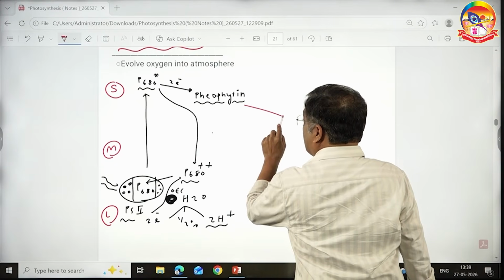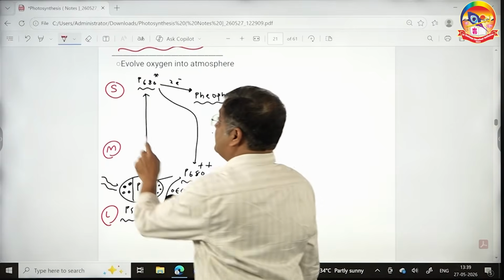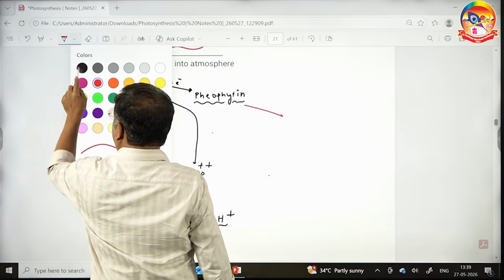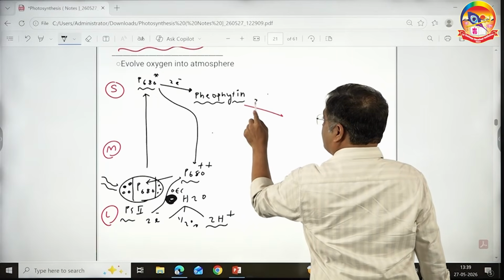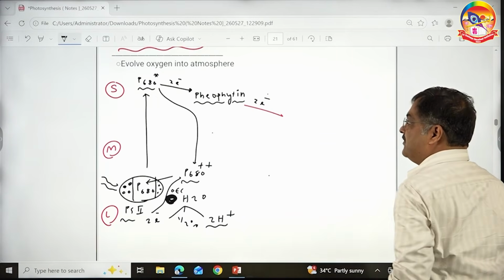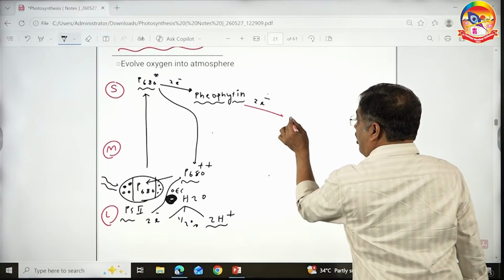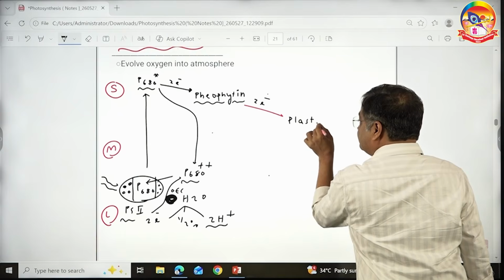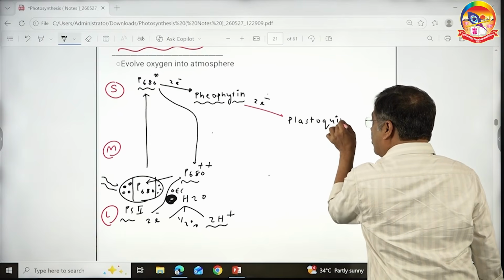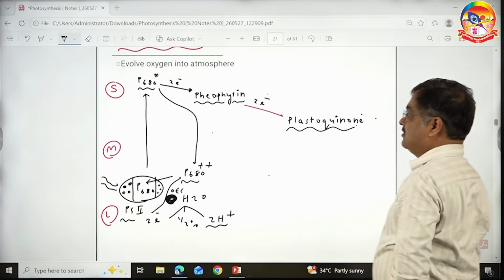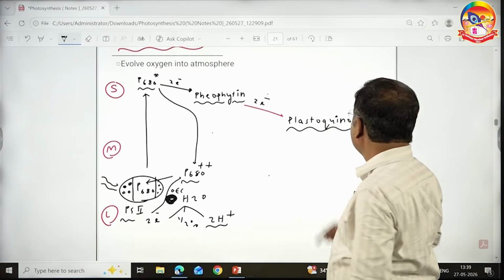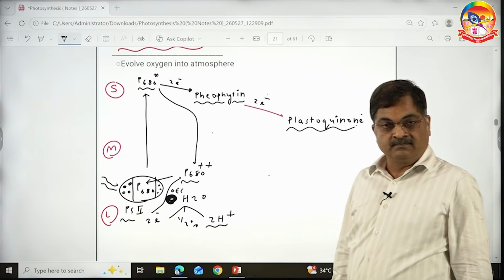The two electrons from here. Shall I change the pen? Yes, I will do. All right. Now, it is going to lose the two electrons. The two electrons are lost from pheophytin to a compound called plastoquinone. This is a very important compound. It is going to lose two electrons to plastoquinone.